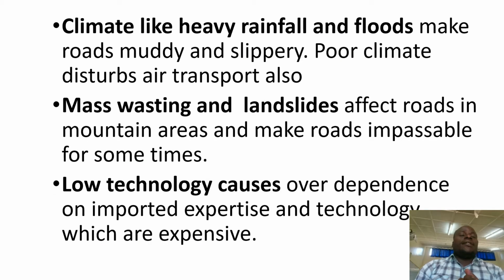Climate. For example, heavy rainfall and floods make roads muddy and slippery, and fog may also disturb air transport, causing poor visibility. Mass wasting and landslides also affect roads in mountainous areas. They even make some of the roads impassable.